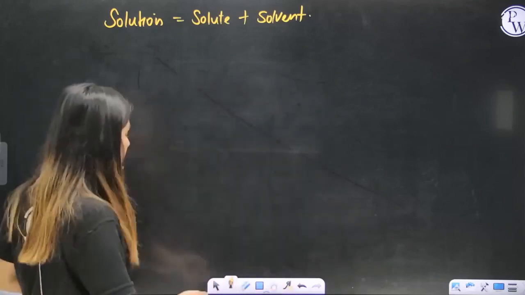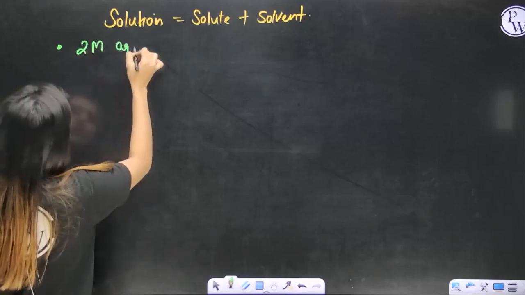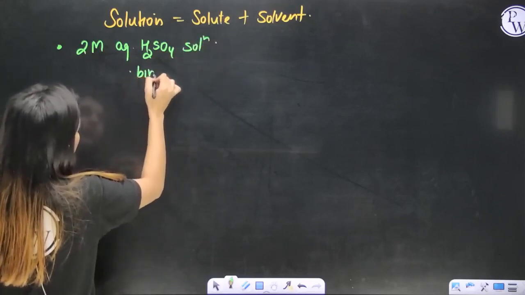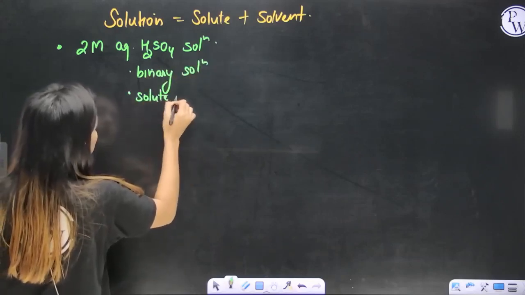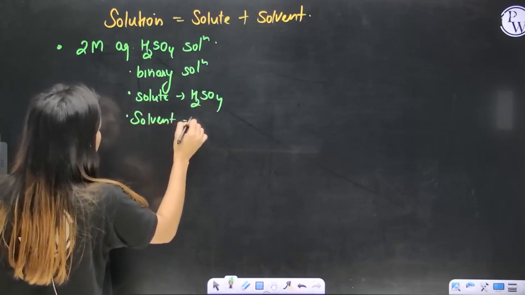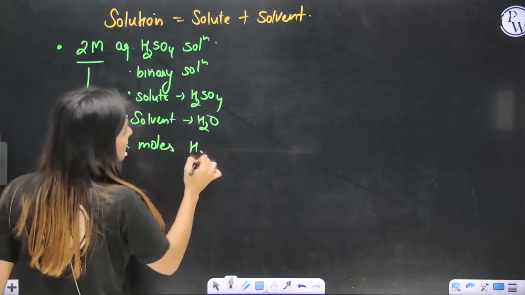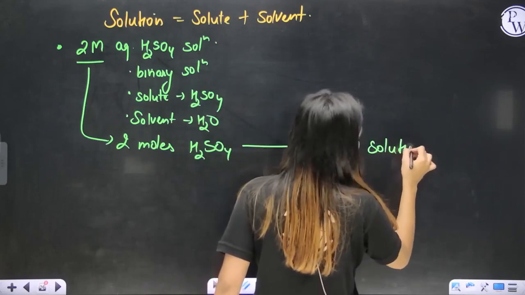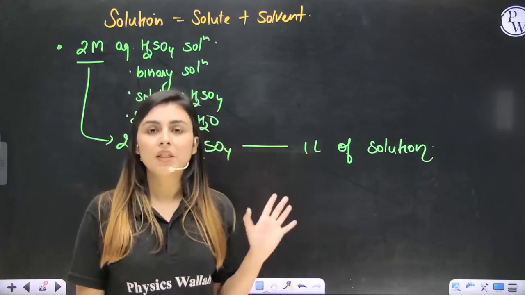I'll give you one more example, because it will not be clear if I don't. Let us say you have a 2 molar aqueous H2SO4 solution. So what does this mean? I can infer that it is a binary solution, that the solute is H2SO4, and that the solvent is water, because the word aqueous is there. And I can say that I have 2 moles of solute, H2SO4, present in 1 liter of solution. So this is how you infer things from this term.